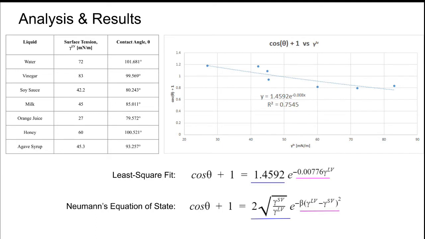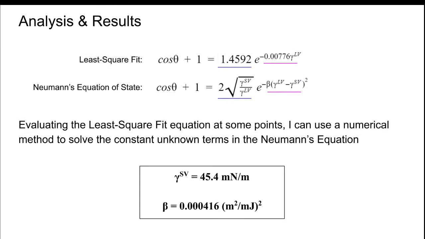With my obtained trendline, I have this least square fit equation, which I can then relate to Neumann's equation in order to solve the solid vapor surface tension. So in evaluating the least square fit equation at some points, I can then use a numerical method to solve the constant unknown terms in the Neumann equation. And so I find the surface tension of my Teflon tape to be about 45.4 millinewtons per meter. And I can also determine my beta constant.